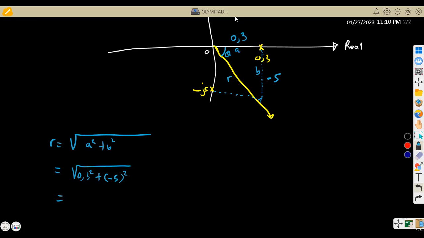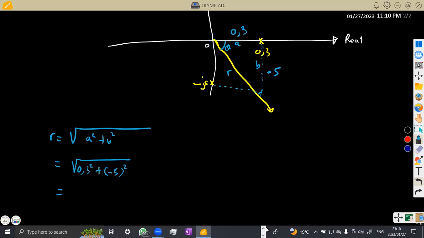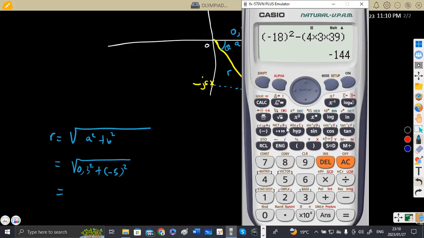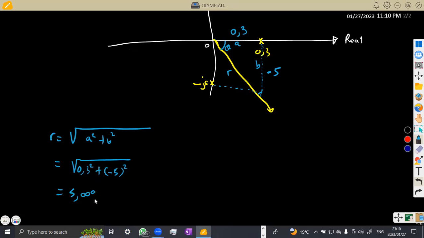Okay, so let's just share back that screen so that we can use our calculator properly here. All right, so from our calculator, just square root direct. This is 0,3 squared plus negative 5 squared, or just 5 squared direct. So this is negative 5 squared, which is 5,0 and so on, so it's going to be 5,009.